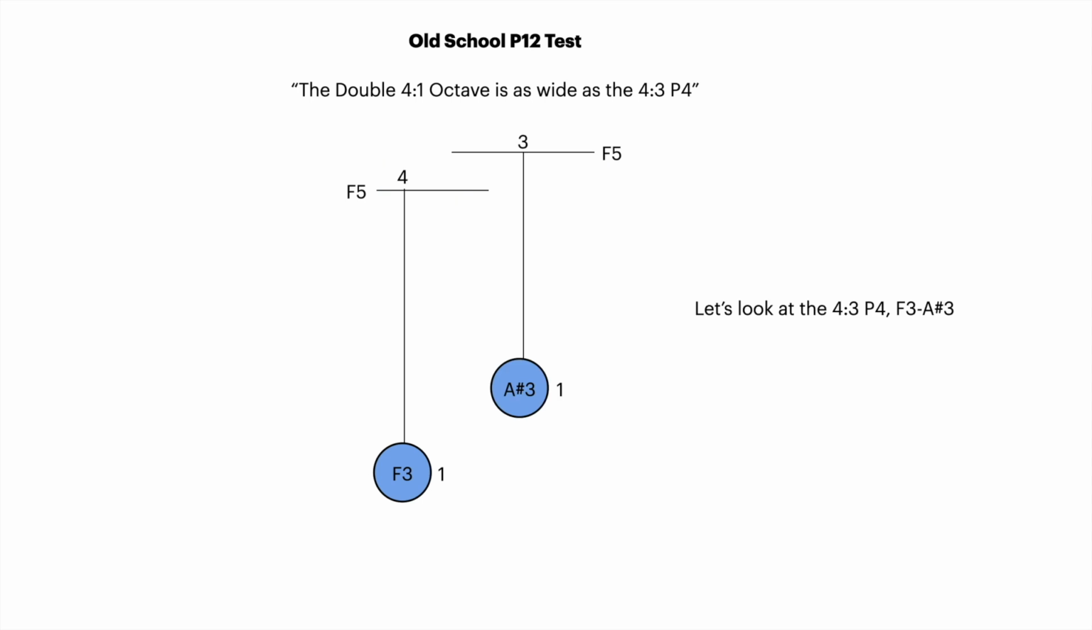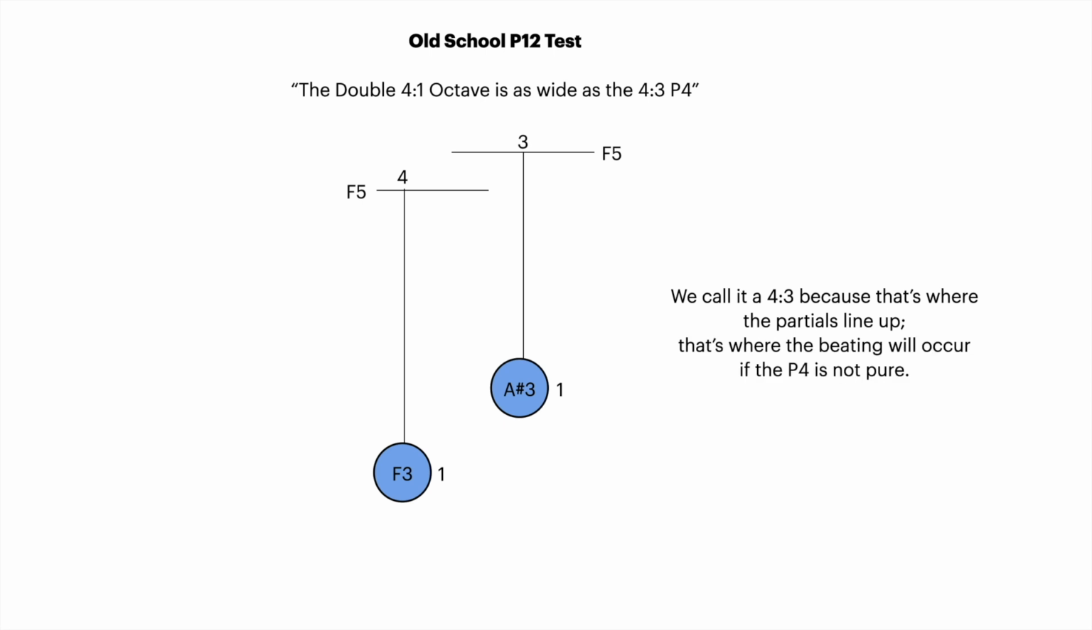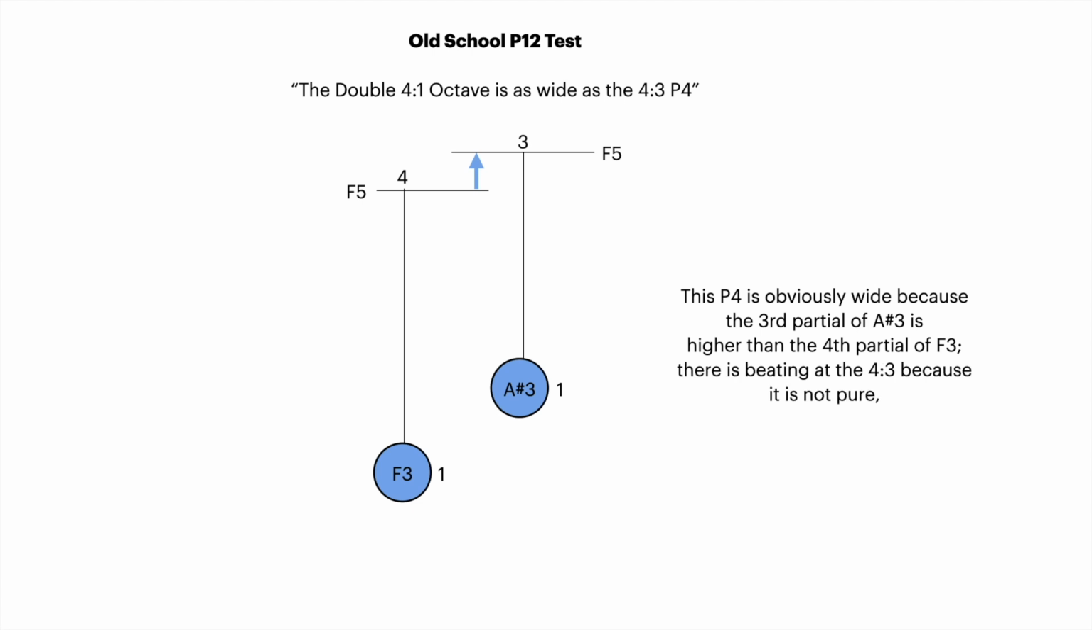Now we can do the same thing with the fourth F3 A#3. We call it a 4-3 because that's where the partials line up. That's where the beating will occur if the P4 is not pure. This perfect fourth is obviously wide because the third partial of A#3 is higher than the fourth partial of F3. There is beating at the 4-3 because it is not pure. The top note A#3 is higher than what would be a pure P4 with no beating at F5.